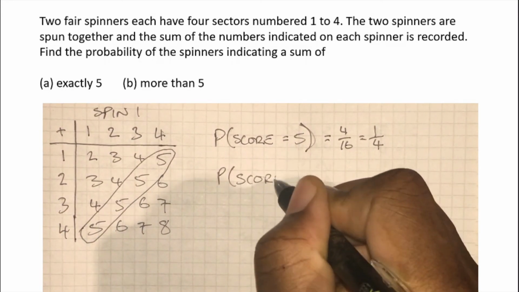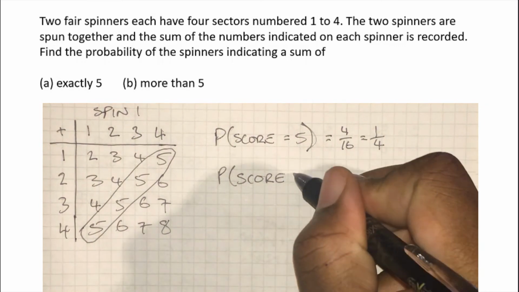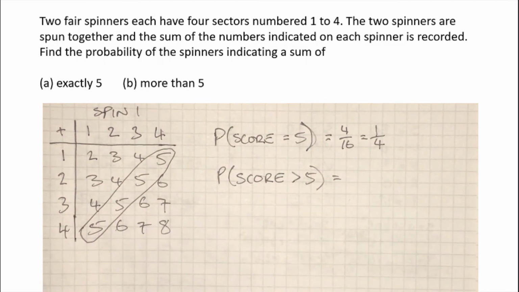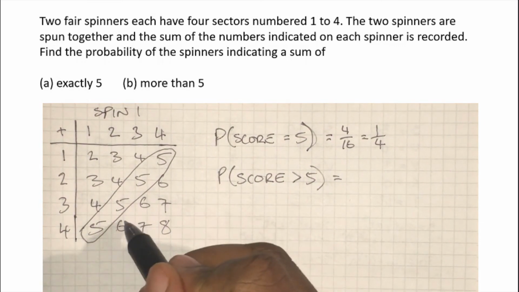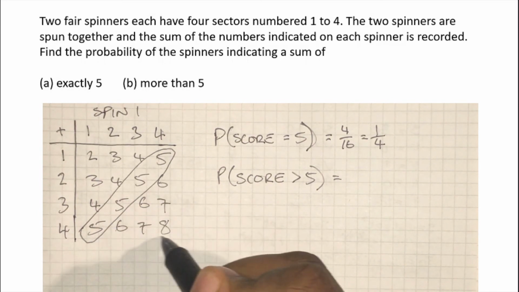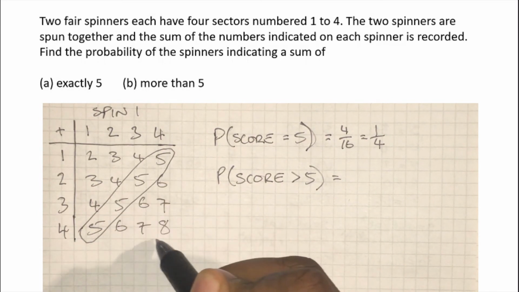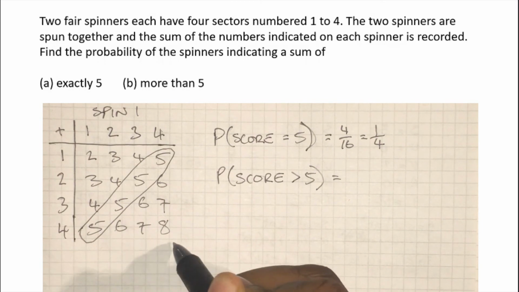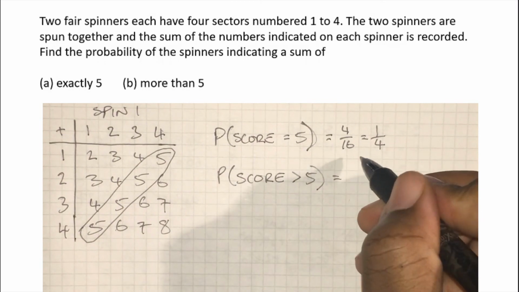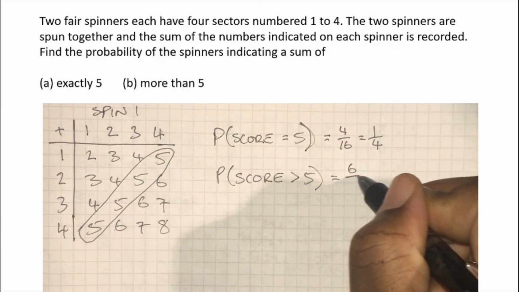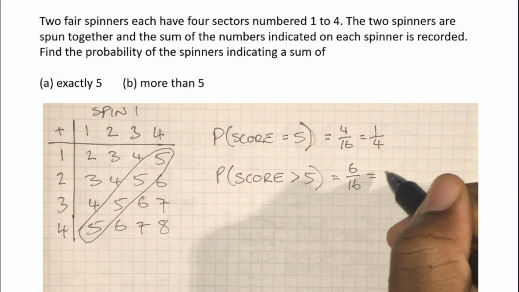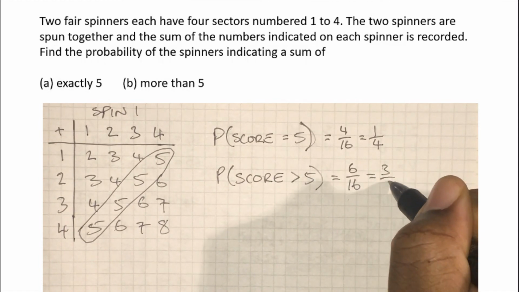The second event that we're finding the probability for is the probability of a score more than 5. A score more than 5 is all of these outcomes, and there are 6 of them in total. 6 over 16, that cancels down to 3 over 8. Probability of a score more than 5 equals 3 over 8. Okay, and that's what we'll need to do.